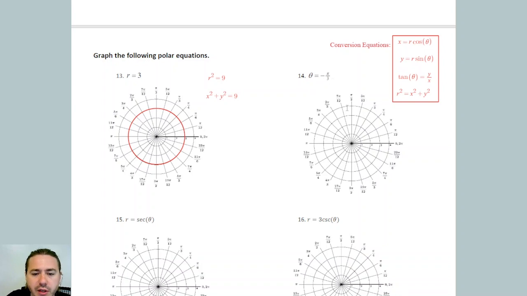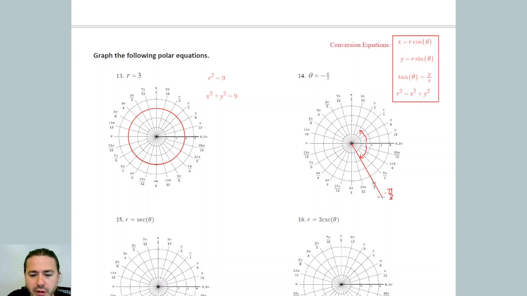For number 14, we get theta equals negative pi over 3. So here we want to locate where negative pi over 3 is. So here's where positive pi over 3 is. Right, so negative, instead of rotating in a counterclockwise direction, we are going to rotate in a clockwise direction. So like here is negative pi over 3.